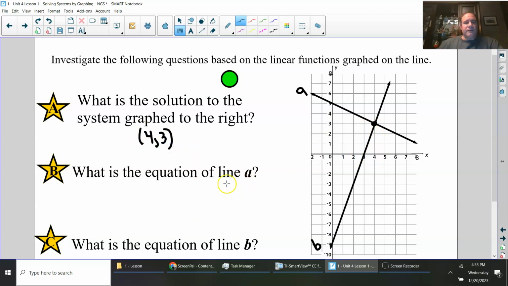What is the equation of line A? Remember, when we're talking about an equation, it's y equals mx plus b, and the m and the b is what you need. So A is pretty easy to see where the y-intercept is. So I'm going to put that as 5. But now I need a slope.